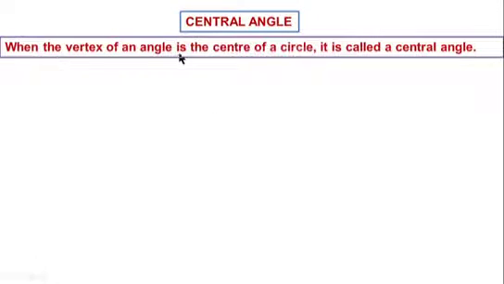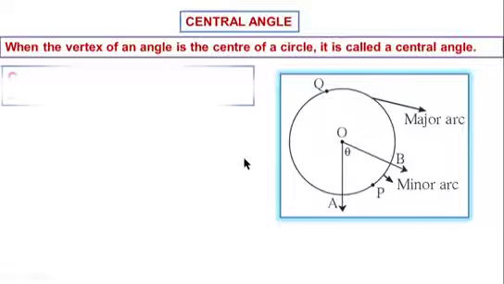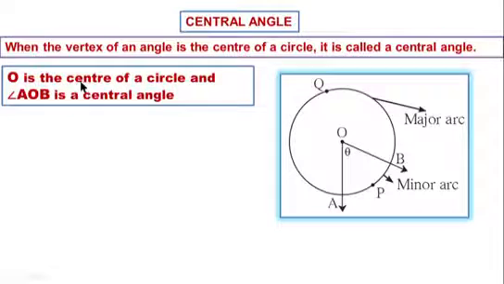Central angle. What is the meaning of central? When the vertex of an angle is the center of a circle, it is called a central angle. See this figure. Angle AOB is a central angle. O is the center of the circle, and angle AOB is a central angle.